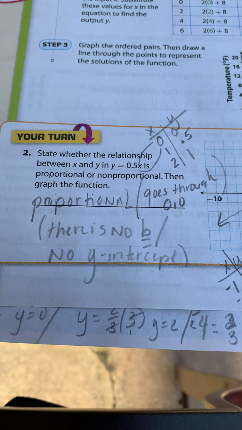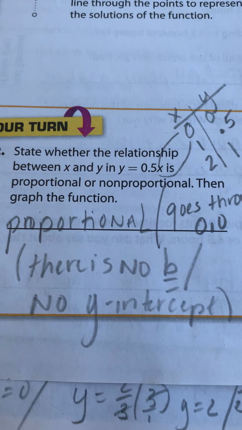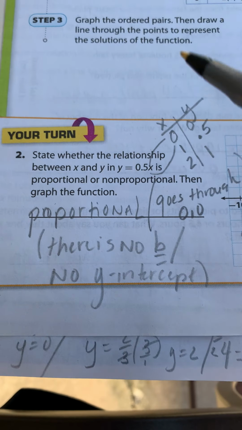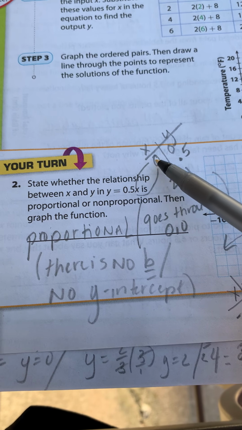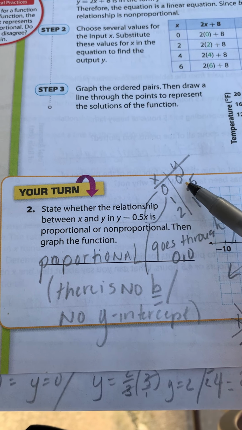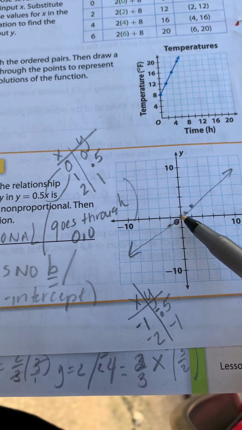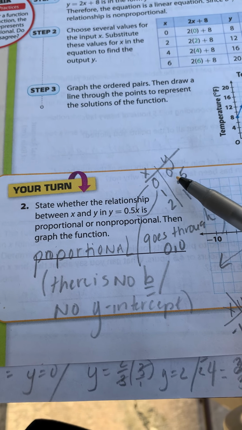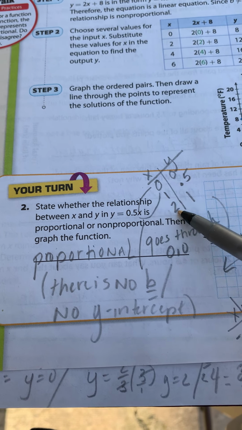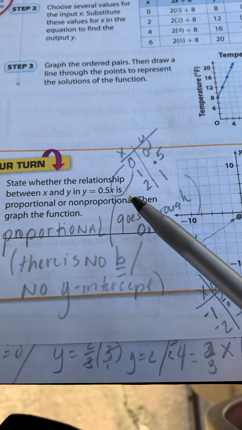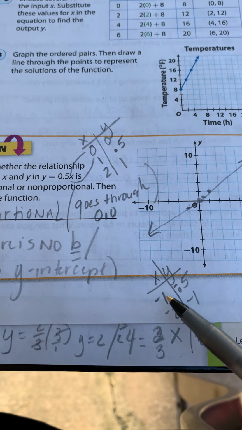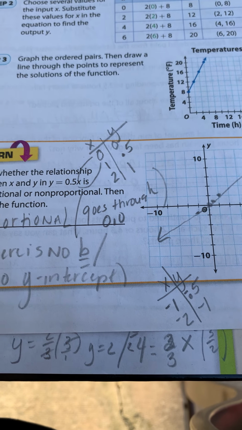So state whether the relationship between x and y in this is proportional or non-proportional, and then graph it. So I said when x is 0, so I put a 0 in here, y would also be 0, because 0.5 times 0 is 0. So we know it's already proportional because there's a (0, 0). Then I plugged in some positive values for x and then some negative values for x. So I went ahead and multiplied 1 times that, 2 times that, -1 times that, -2 times that.